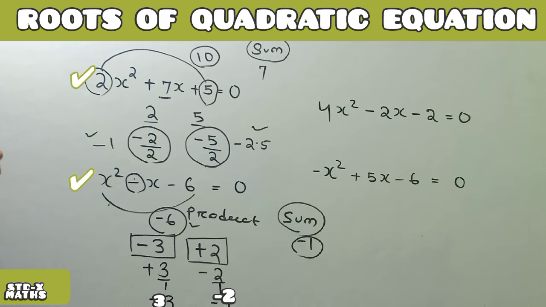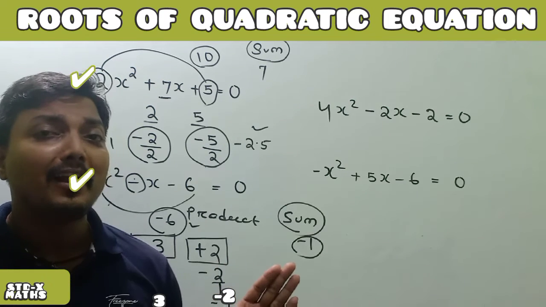So the two roots of the quadratic equation are plus 3 and minus 2. Easy or difficult?